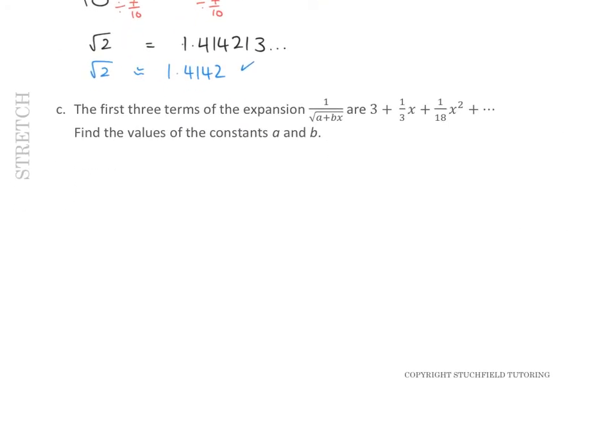Okay, question C. The first three terms of this expansion are 3 plus all of this. Okay, this is a challenging stretch question here. Now, the first thing I need to do is write this as a fractional or negative power. Now that's going to be a plus bx to the power of minus a half. But remember, we can't use the expansion unless this is a 1 here. So I can't assume that a is 1.